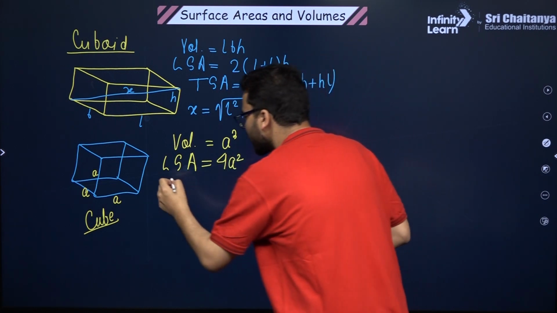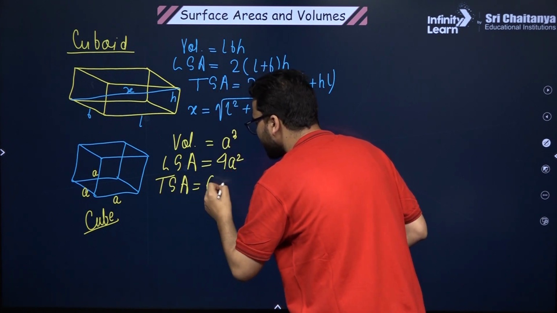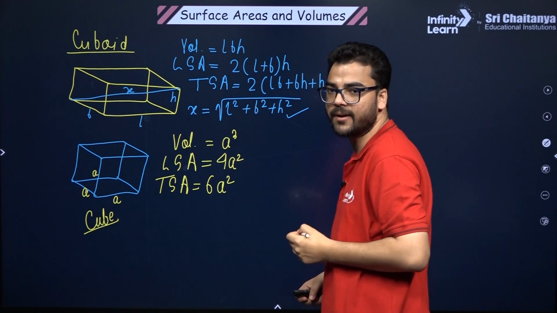Now what is its total surface area? 6 square faces are there. So its total surface area will be 6a square.